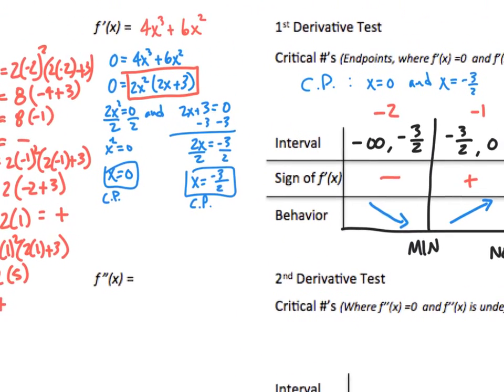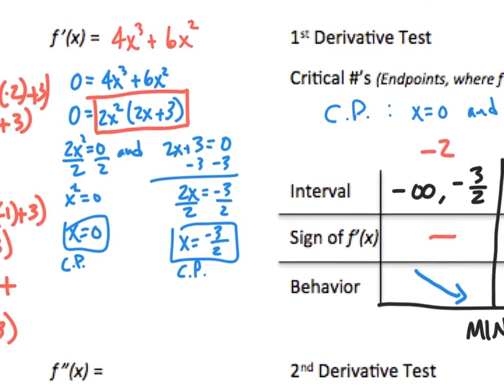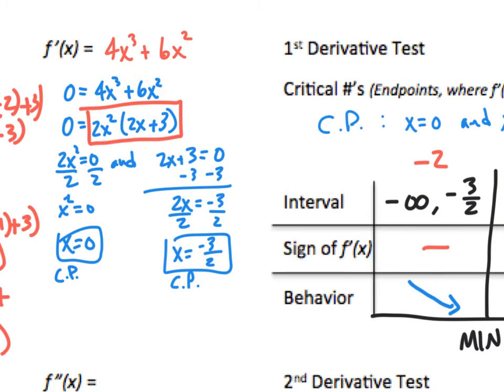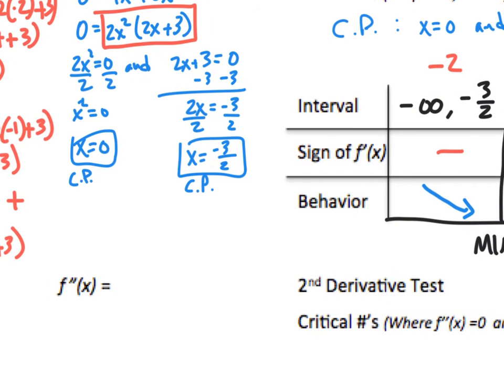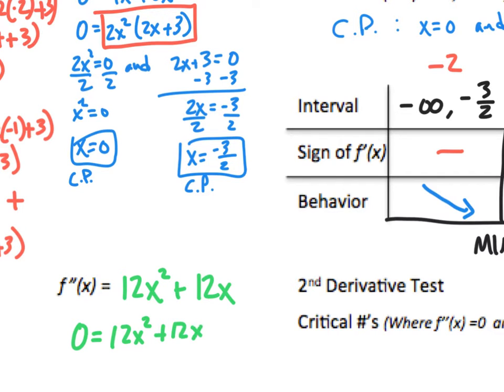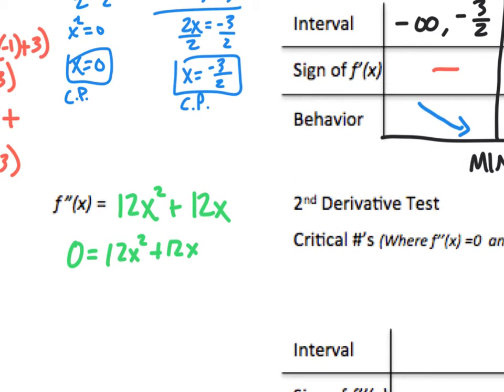And I'm going to go ahead and calculate my second derivative based on what our first derivative was. And so that's what? 12x squared plus 12x. So my second derivative is going to be 12x squared plus 12x. Okay? And I'm going to set that equal to 0. So if I set that equal to 0, so 0 is equal to 12x squared plus 12x, then I know that I can factor out a 12x out of this. So if I factor out a 12x, then I'm left with x plus 1.